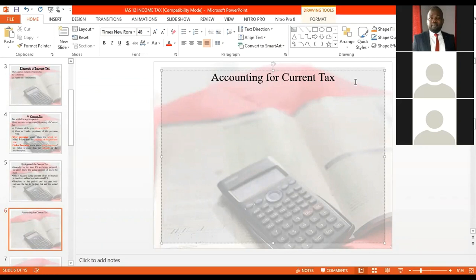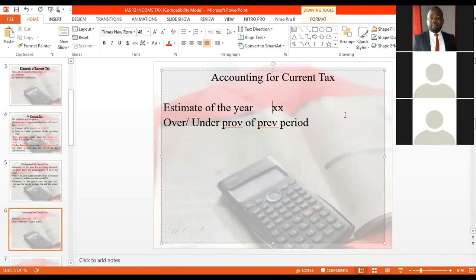So accounting for current tax. When you want to account for current tax, you always do this. You find out what is the estimate of the year, you get whatever amount it is, and then you either account for over or under provision of previous year. So when you want to know the tax to pay, that is the format to use.